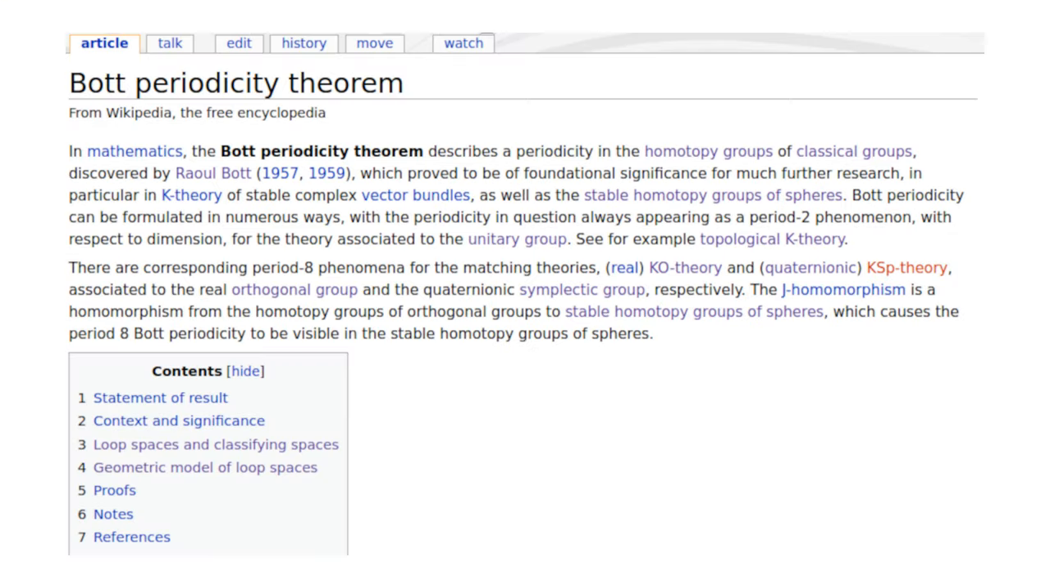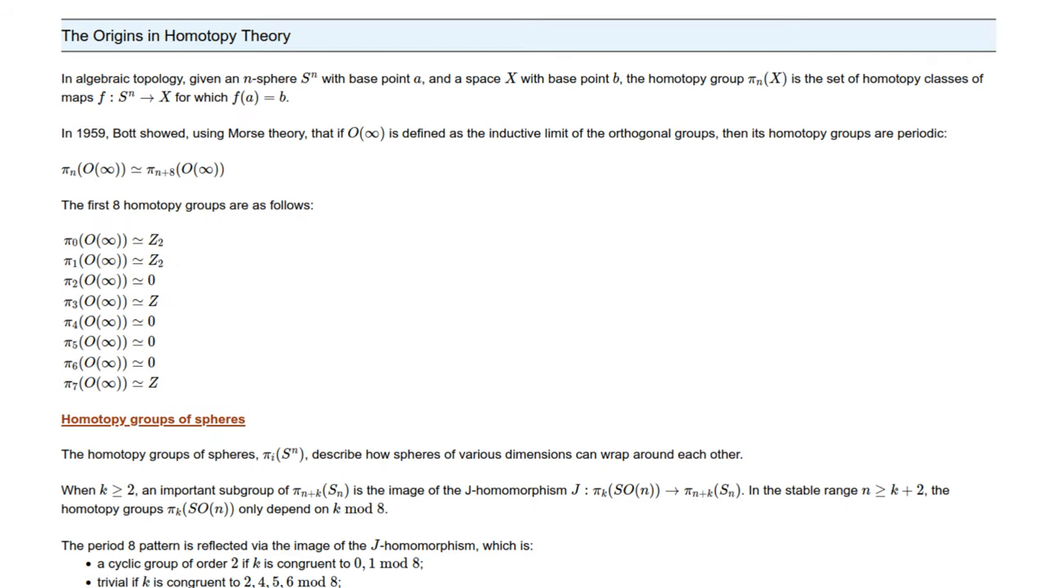So Bott periodicity was discovered in 1959, or published in 1959 by Bott. He used Morse theory. And it's an eightfold periodicity that he described in homotopy theory. So I'll go through these notes. These are for me to talk, and so they may be rather scattered.